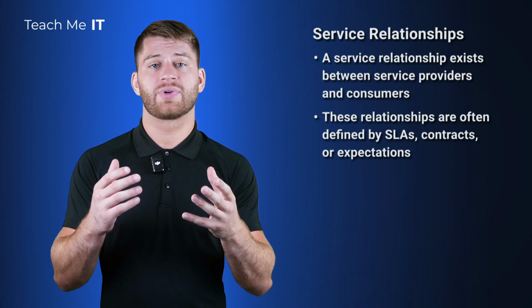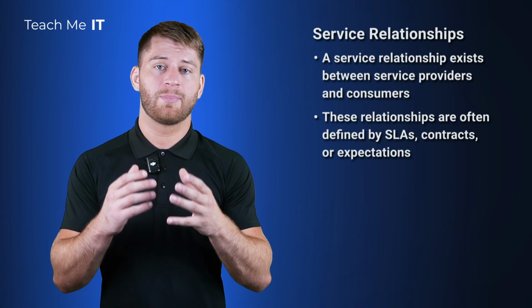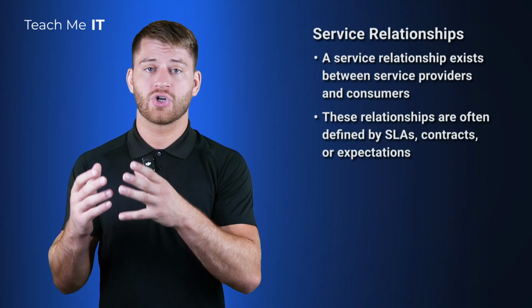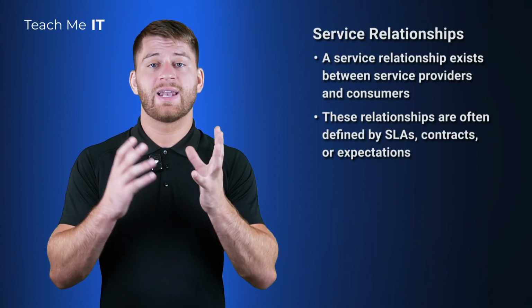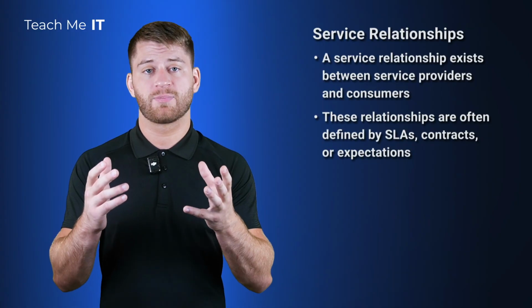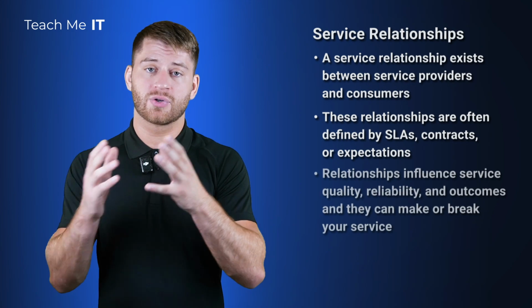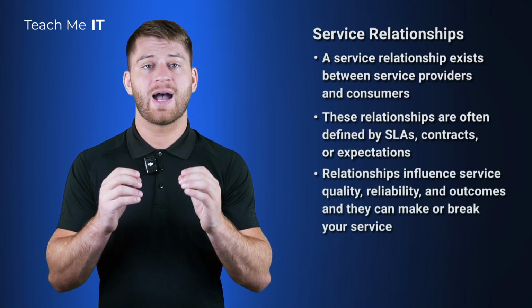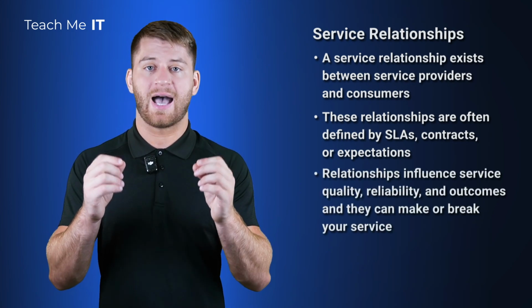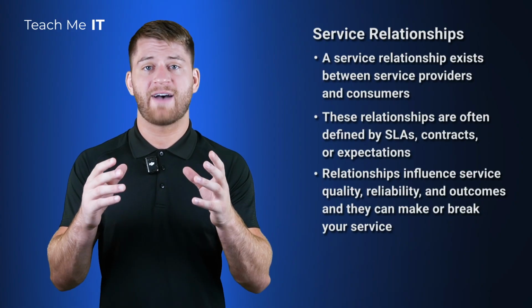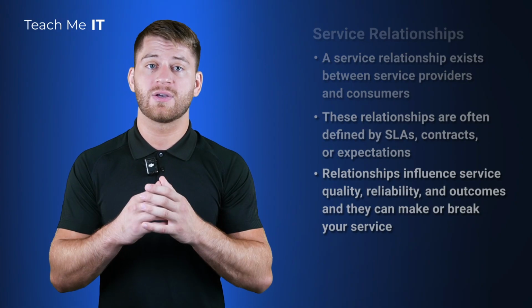An internal example of a service relationship would be an internal IT department supporting other departments like HR, accounting, and sales. An external example would be a managed service provider providing IT support across an entire business. Either way, whether they're internal or external, these relationships define the quality, reliability, as well as outcomes of a specific service. You have to manage them well, or it can make or break service value.